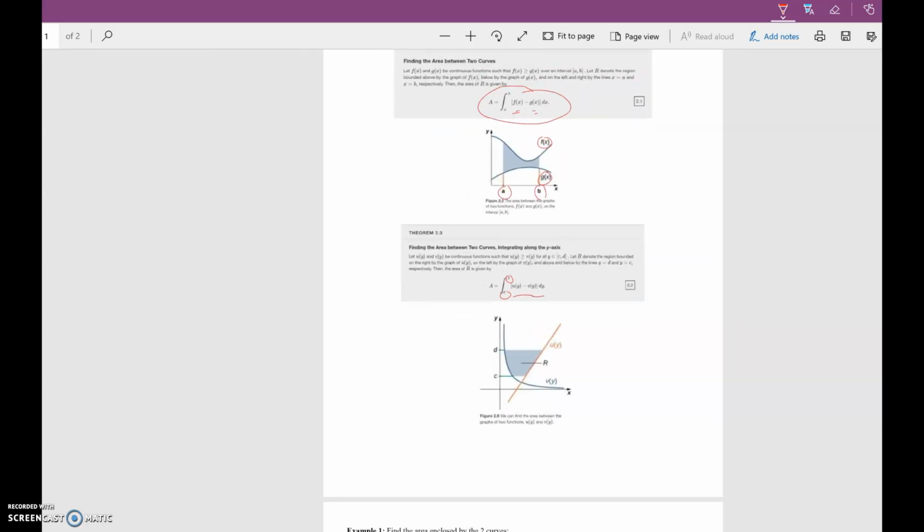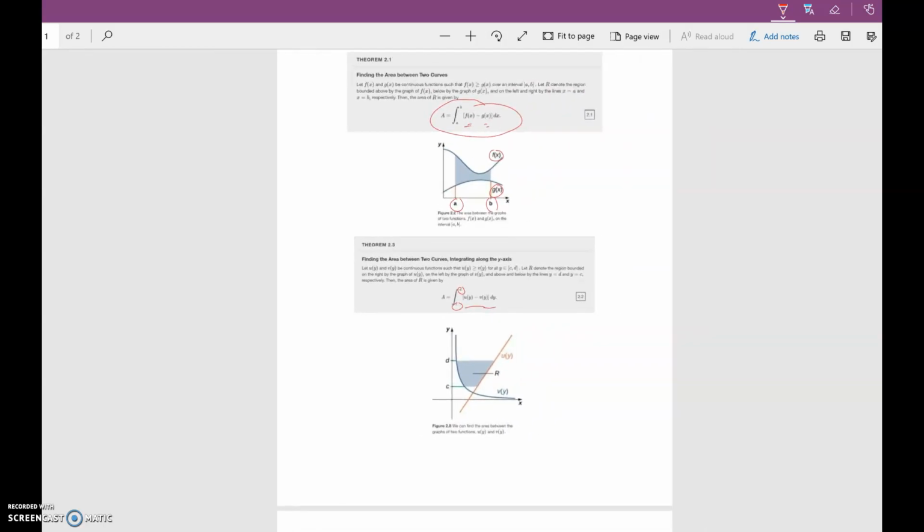For some problems you may be able to utilize both. I wouldn't ask for a specific usage of these two formulas. All I would want you to do is find the area, and you may use whichever one is appropriate.